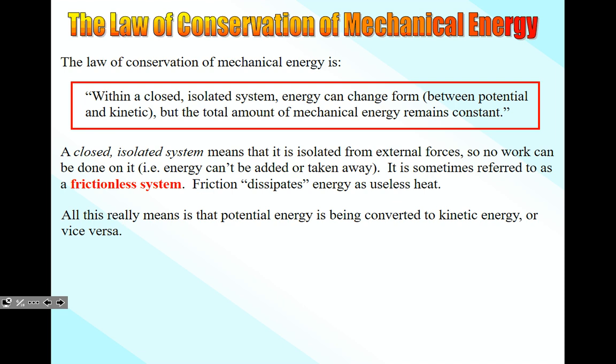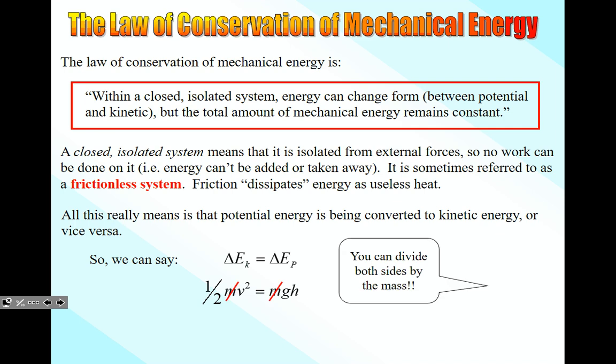But in real life, friction dissipates energy as useless heat. All this really means is that potential energy is being converted to kinetic energy or vice versa. So we can say that our EK is equal to our EP, or the change in EK is equal to the change in EP. We can extrapolate that and say 1/2 mv squared is equal to mgh.